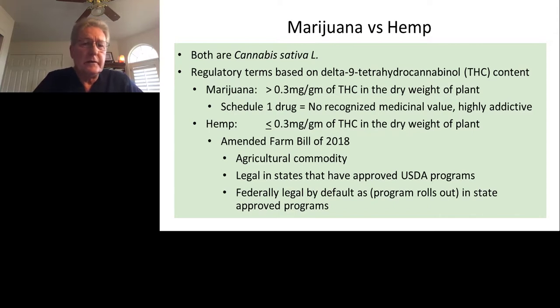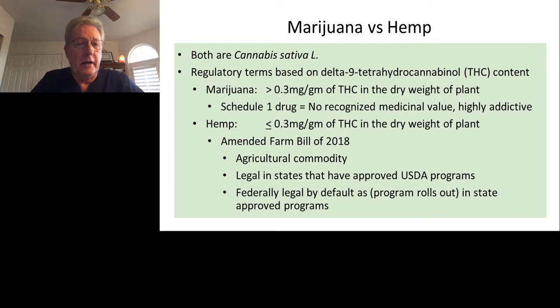Both are cannabis sativa L, but they're regulatory terms, and it's based on the content of THC. Marijuana being defined as containing greater than 0.3 milligrams per gram of THC in the dry weight of the plant. And remember that still today, federally, marijuana is a Schedule I drug, and by definition, that means there is no recognized medicinal value and it's highly addictive.